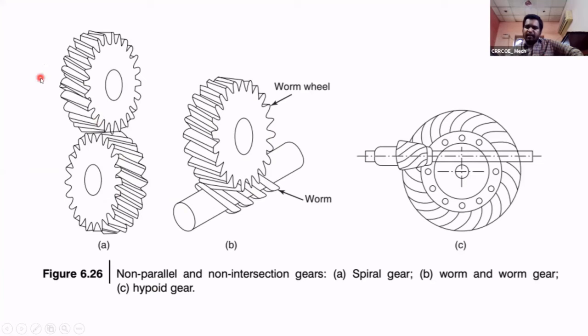Here the shafts are not parallel, and at the same time there is no intersection between the axes of the shafts. These are classified into three types: spiral, worm and worm gear, and hypoid gears.